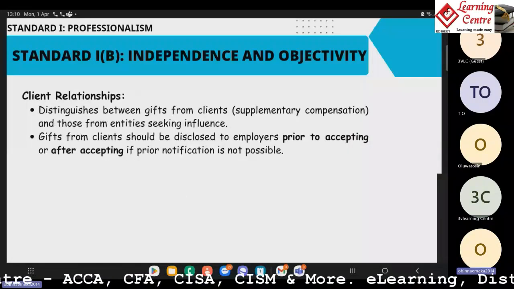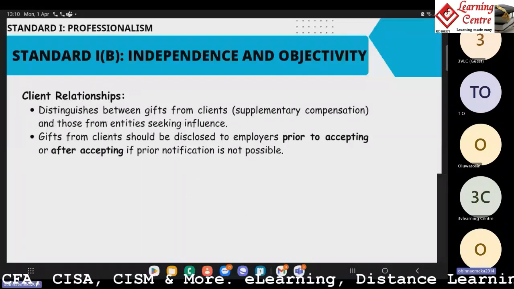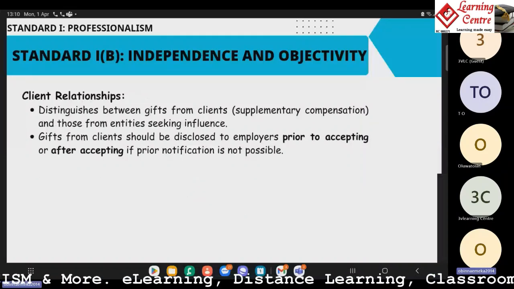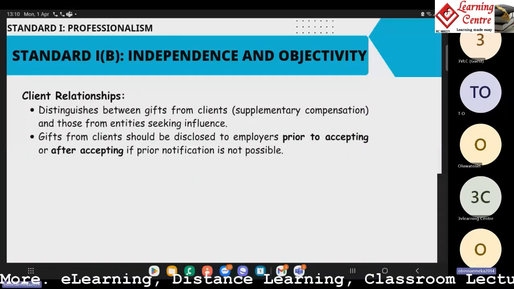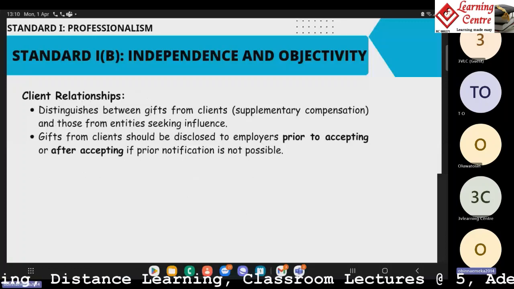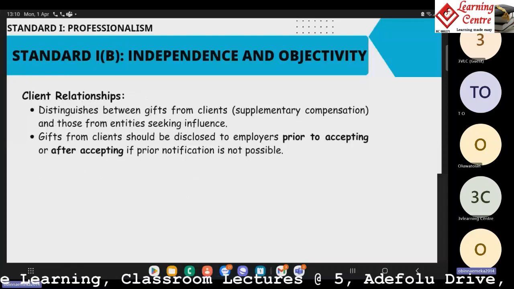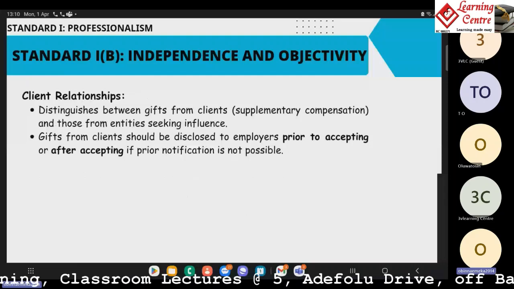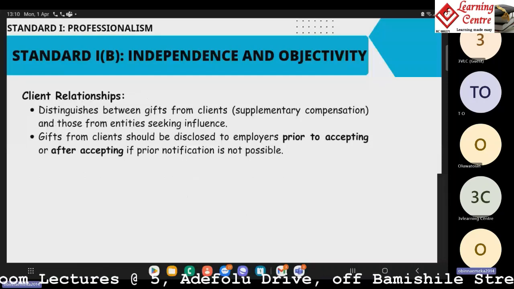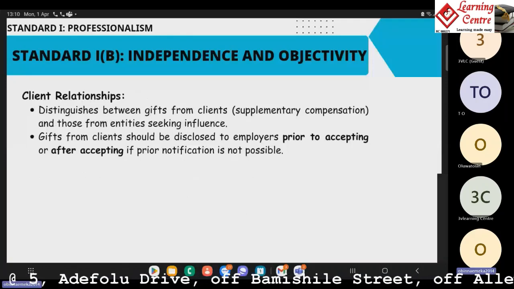Okay, so let's talk about client relationships. According to this standard, gifts from clients were distinguished from gifts from other entities. We normally assume that any gifts coming directly from your clients are supplementary gifts, right? So those gifts don't really have a chance of influencing your independence and objectivity.